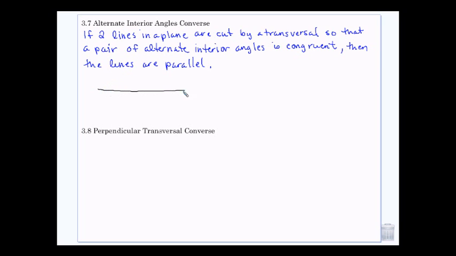So we have, if two lines in a plane, what shall we call these lines? Okay, Joe and Bob. Joe and Bob are cut by a transversal.